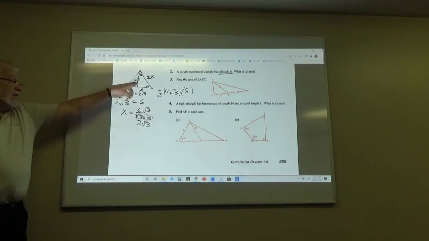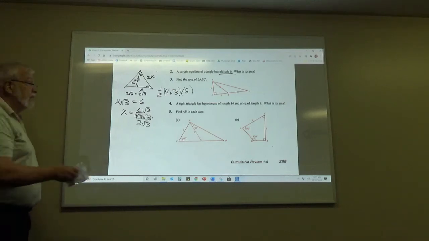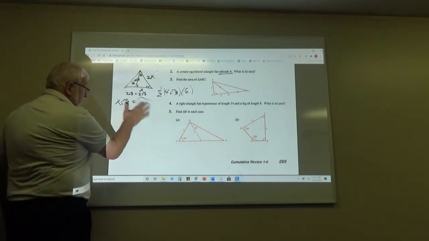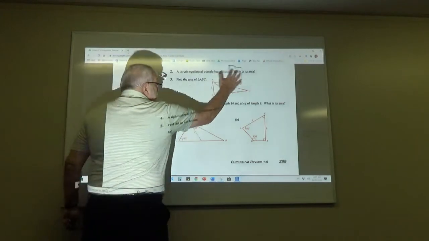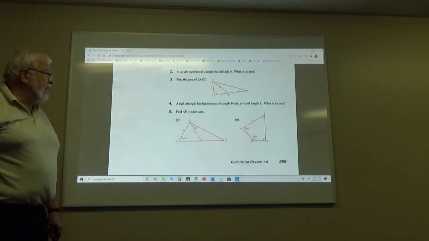So we've got 30, 60, 90, we've got the Pythagorean Theorem, and then we have the area of a triangle, all on the same problem. Okay. All right, next one. Find the area of triangle ABC.